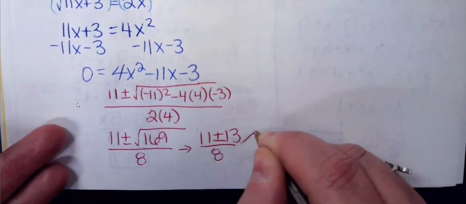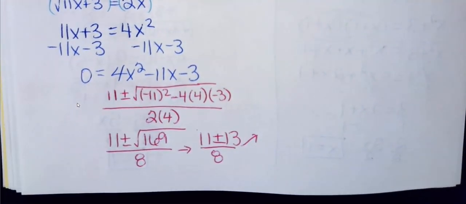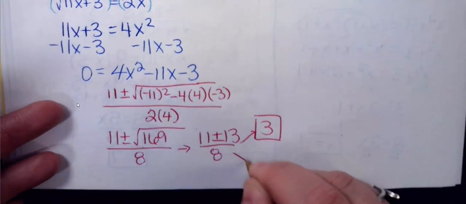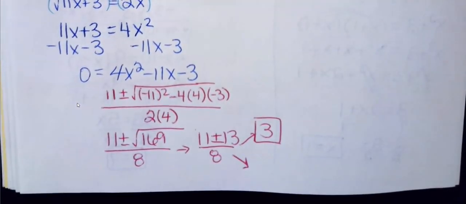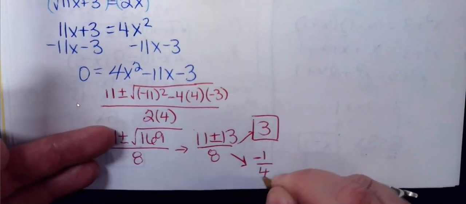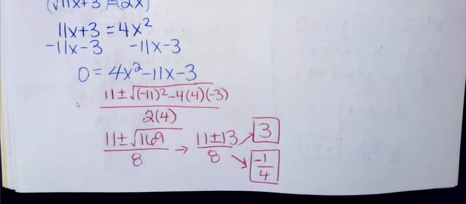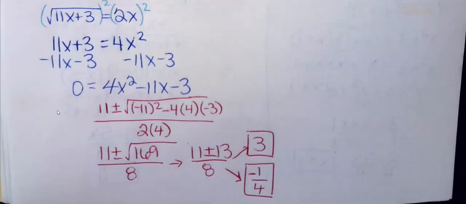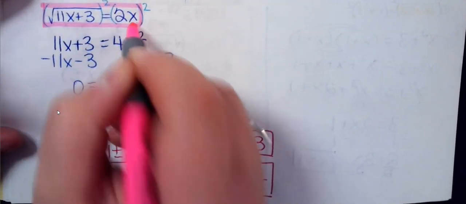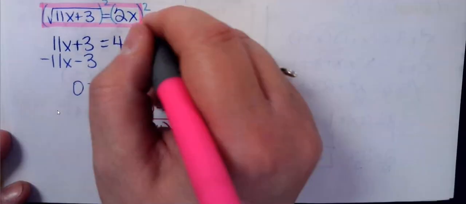So if I do 11 plus 13, that's 24 divided by 8, that'll be 3. If I do 11 minus 13, that'd be negative 2 divided by 8, which would be negative 1/4. And then I had, let me go back here, I'll circle where I would tell you to go. I would go back here where you had your square root alone, and that's where I would check.